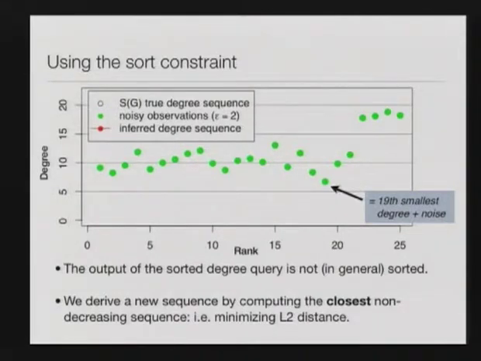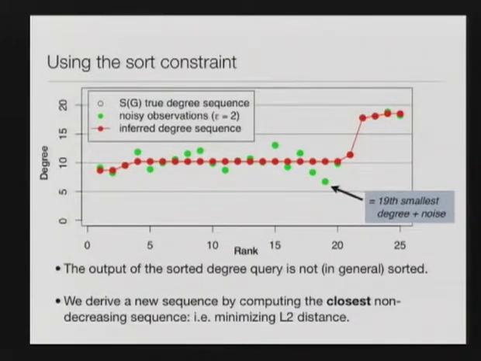There's more than one way to do that. The way we do that is we generate an inferred sequence, this red line, which is a non-decreasing sequence, so it satisfies that sort constraint. And it's the non-decreasing sequence that minimizes the distance to the observed values. You could minimize the L1 distance, but we happen to minimize the L2 distance because it gives us a unique answer, whereas the L1 distance doesn't.